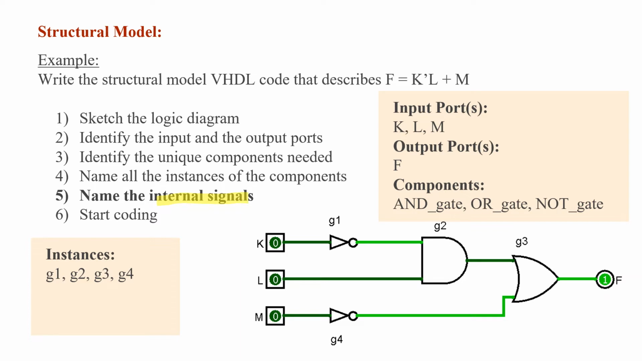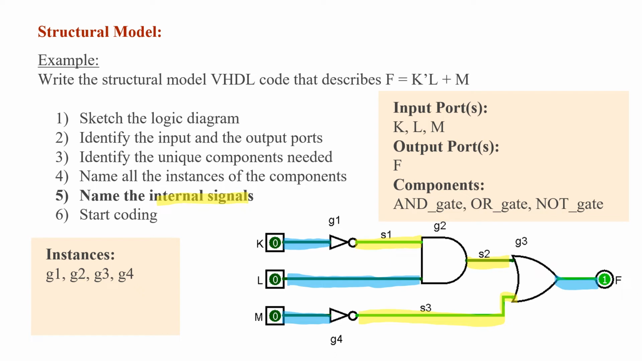So let's identify the inputs or the wiring for the inputs. We have K, L, and M. The output is F. So all the highlighted signals in blue are considered ports, so they're actually not internal signals. What is considered an internal signal is any signal that doesn't have a name yet, which are highlighted in yellow. I will name them as S1, S2, S3, short for signal 1, signal 2, and signal 3.